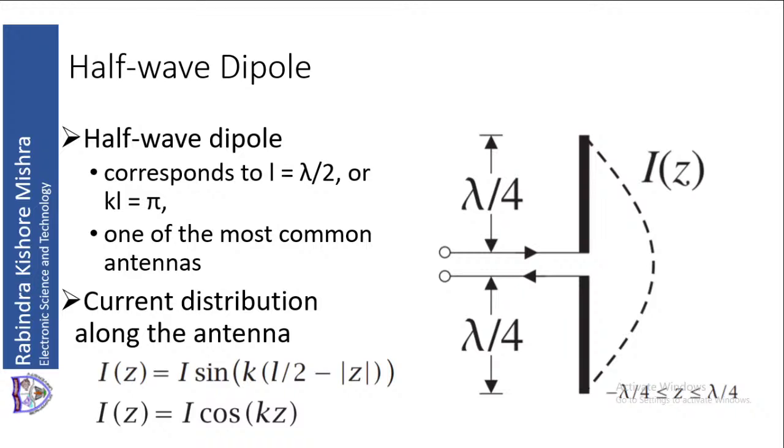The length of a half wave dipole antenna is equal to half the wavelength. So L is equal to lambda by 2. If you take L equal to lambda by 2, then KL is equal to, K is 2 pi by lambda, so 2 pi by lambda into lambda by 2. Lambda cancels out, 2 cancels out, leaving you pi. So KL is equal to pi. So for a half wave dipole antenna, this corresponds to L equal to lambda by 2 or KL equal to pi. If that occurs, then we call it a half wave dipole antenna.